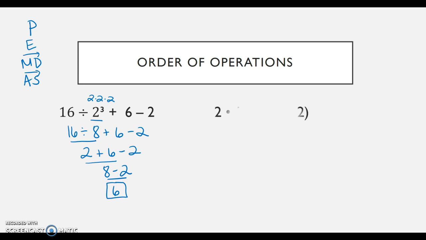And our last order of operations problem is 2 times 14 divided by the quantity, so what's in parentheses, 3 squared minus 2. So there's a lot going on in this one. So go ahead and pause your video and try this one first.